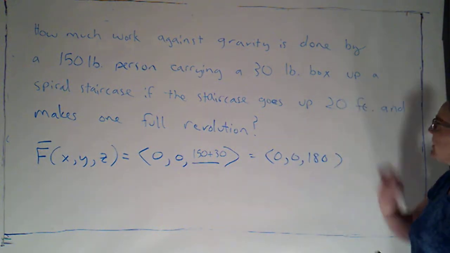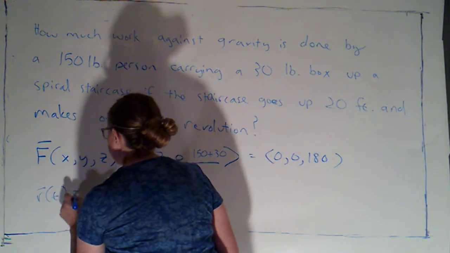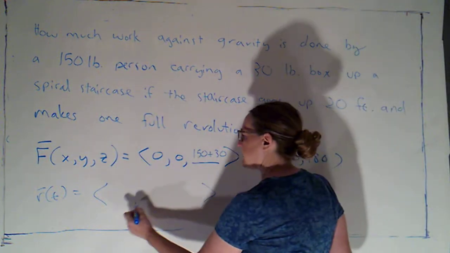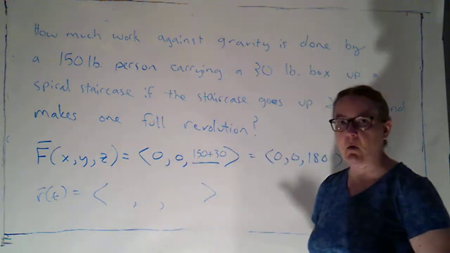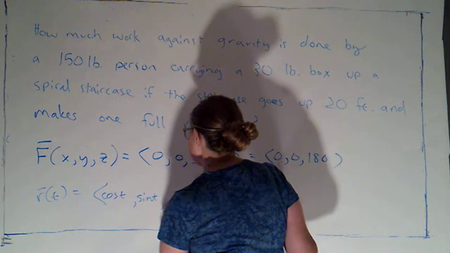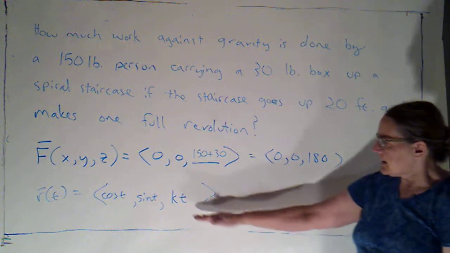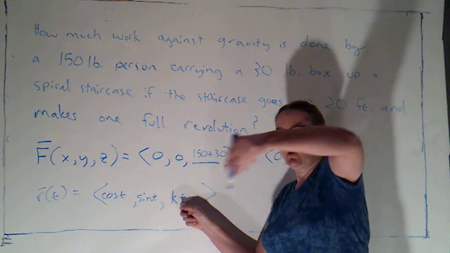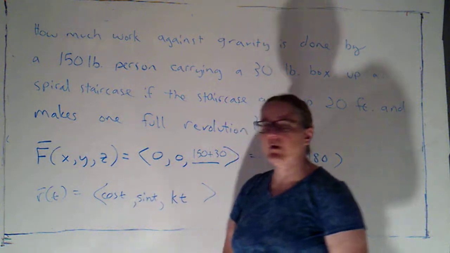Now, I'm going to need to parameterize my staircase, so let's go with an r of t. If it's a spiral staircase, I'm basically going to be using the x and y components to create a circle, and the z component to go up. So I'm going to try cosine t, sine t, k times t. What that's doing is drawing circles in the xy plane, but as we draw them, we're going up, which is what a spiral staircase does. I happen to have made it so that we're going counterclockwise.